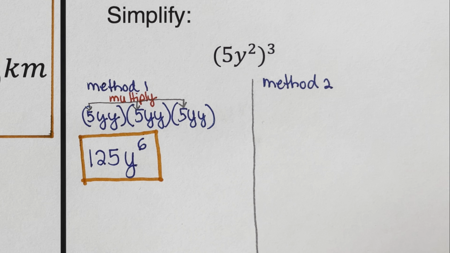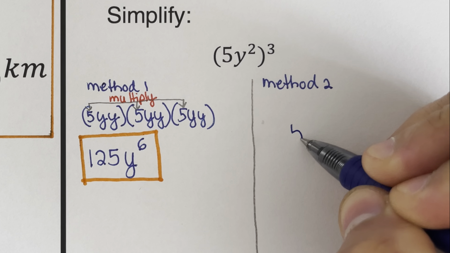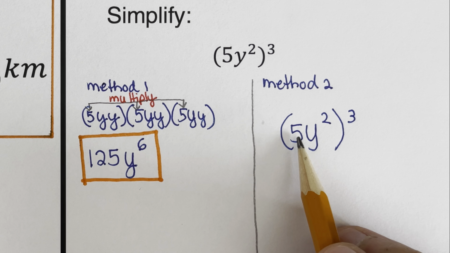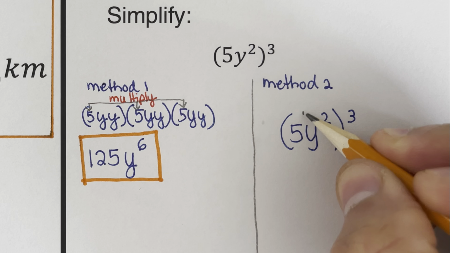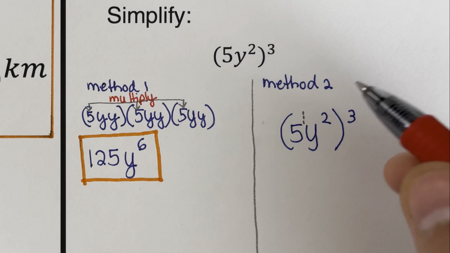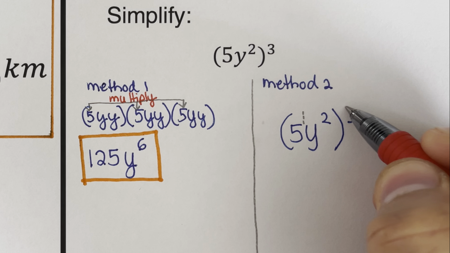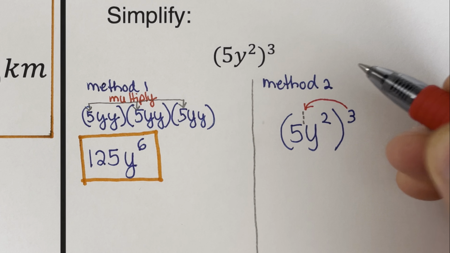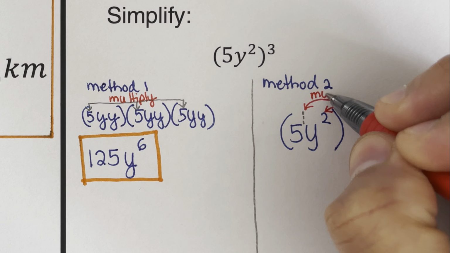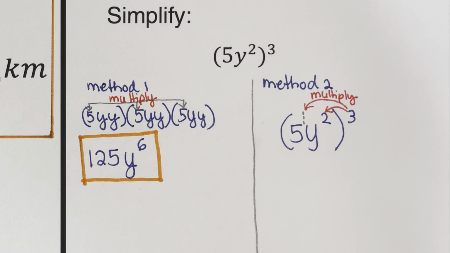Now let's have the second method. For the second method, we're going to use the combination of both the power rule and the power of a product rule for exponents. So we're going to go ahead and write it out. Now, we remember that this 5 here has an invisible exponent of 1. So what we do is we are going to multiply these two exponents, the 1 and the 3, and we're going to multiply the 2 and the 3. Again, we are going to multiply the exponents.